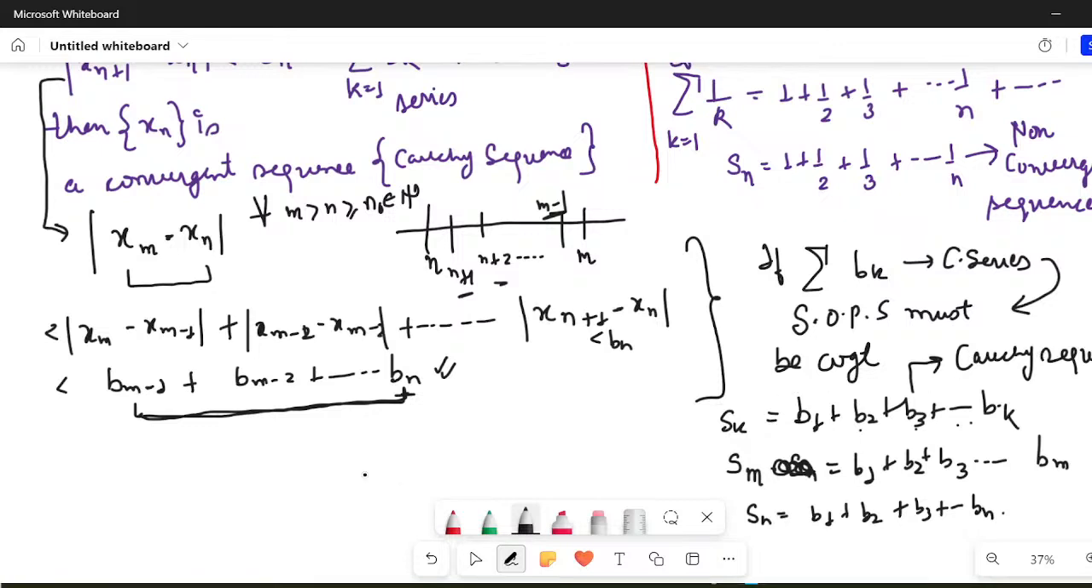Okay. So if this is a Cauchy sequence, then what? Then I can say from here that |Sm minus Sn| can be made less than epsilon for all m greater than n greater than or equal to some n0 belonging to the natural numbers, right? Isn't it? Just think about it.